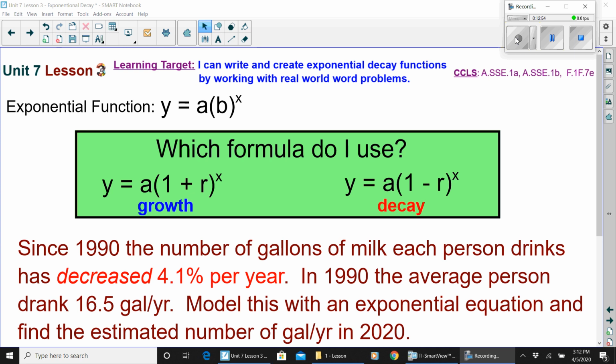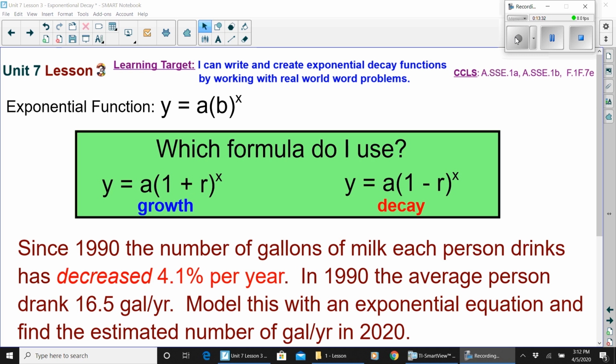Okay, for the next page, just go ahead and see if you could handle this one. It says, which formula do I use? And you see how on the left, I just want you to get used to looking at both formulas and seeing the difference between the two, where the growth is 1 plus the rate and the decay is 1 minus. It's not really that difficult to remember. It's the same formula. The x is the t, the time, and that's basically it.